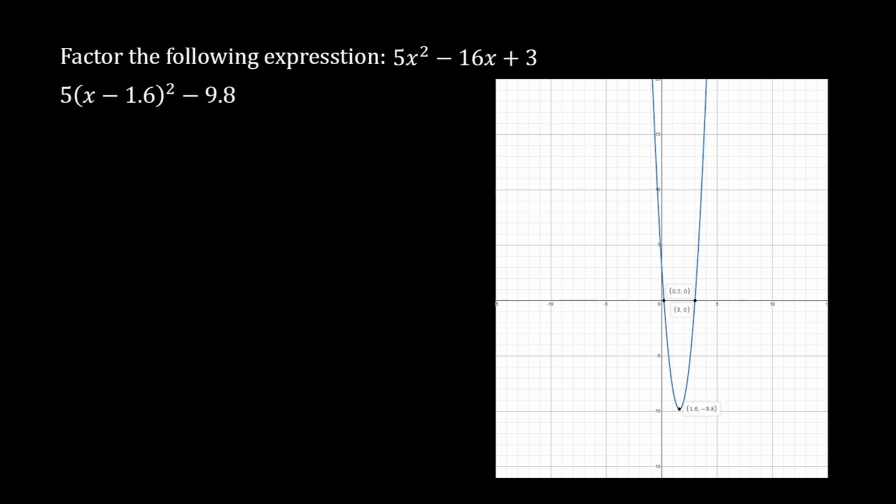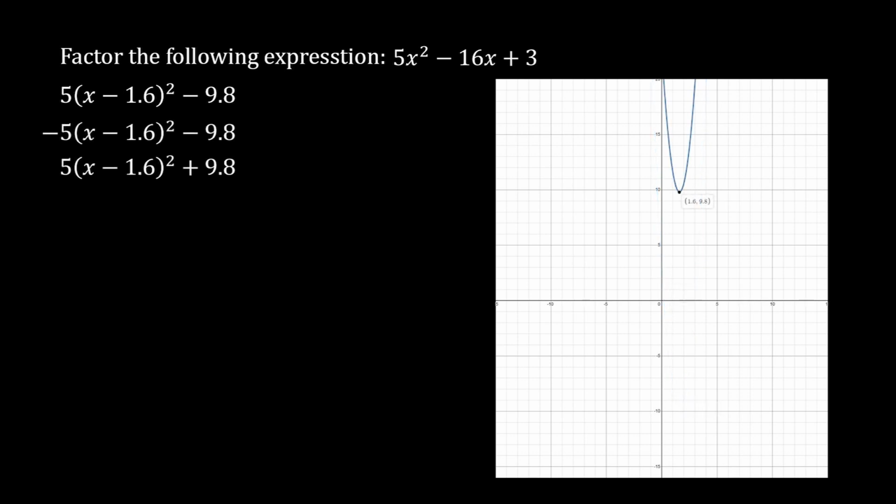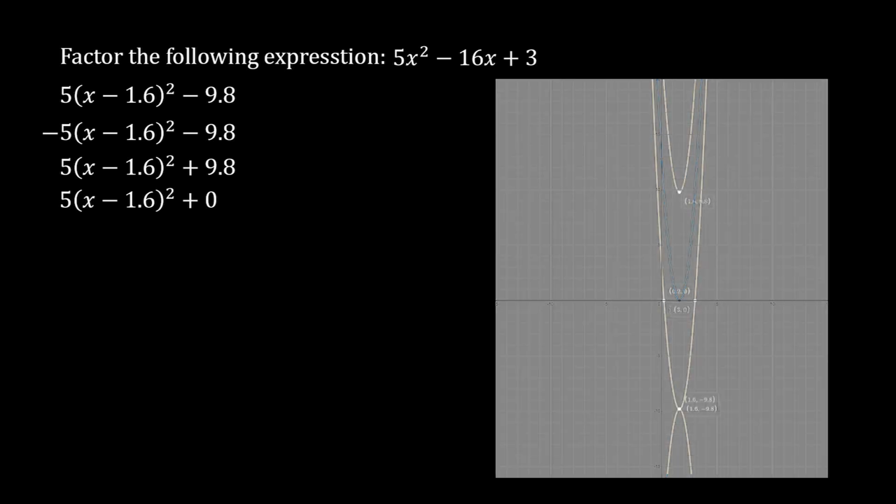Let's change the sign of k to the positive 9.8. The parabola still opens up and looks like the original one, however it does not cross the x-axis, and the quadratic equation has no real roots. Now change k to 0. You get the same parabola with the vertex on the x-axis. The equation has a double root.